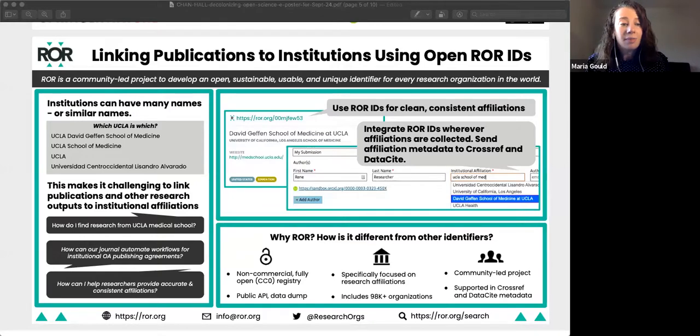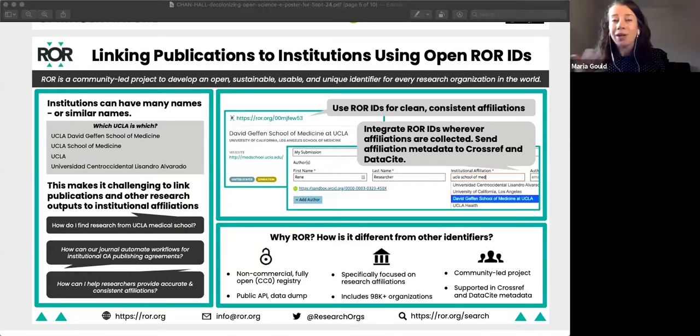API and data dump, as well as different tools for using ROAR IDs to clean up existing, probably messy affiliation data. ROAR is already being integrated in various publishing systems and supported in Crossref and DataCite metadata. Also going to be adopted by ORCID as one of their institutional identifier options.